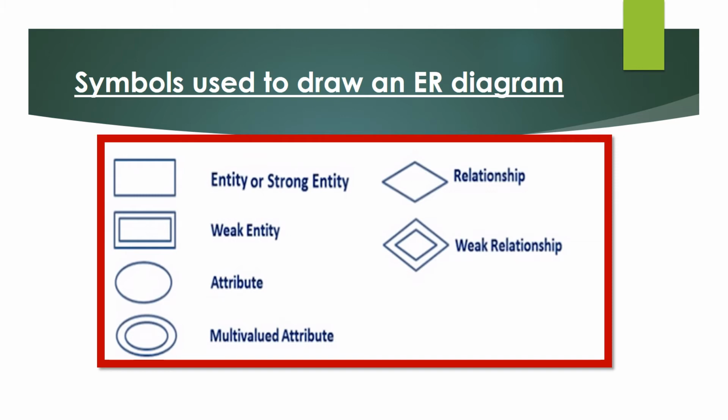Then we have multi-valued attributes. These are represented as a double ellipse. Then this diamond shape represents the relationship, that is, the connection between two entities. And the double diamond shape represents the weak relationship. So all these symbols we use to create an ER diagram, whenever we create the graphical representation of the logical structure of a particular database.